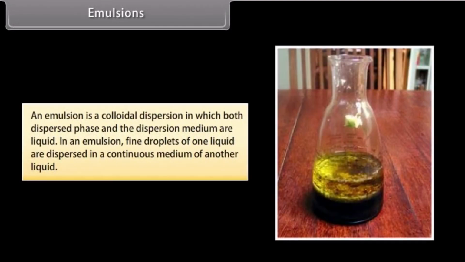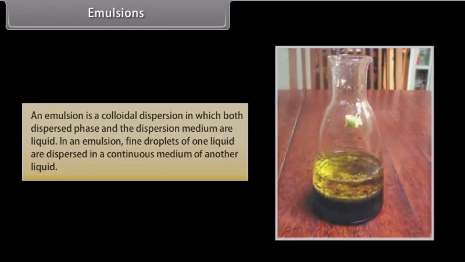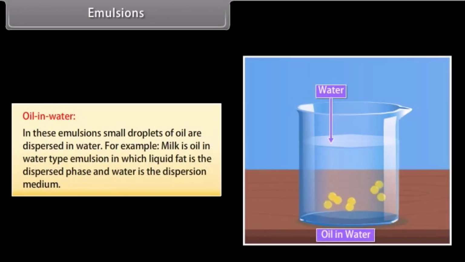Emulsions. An emulsion is a colloidal dispersion in which both dispersed phase and the dispersion medium are liquid. In an emulsion, fine droplets of one liquid are dispersed in a continuous medium of another liquid. Emulsions are of two types: oil in water and water in oil. Oil in water. In these emulsions, some droplets of oil are dispersed in water.